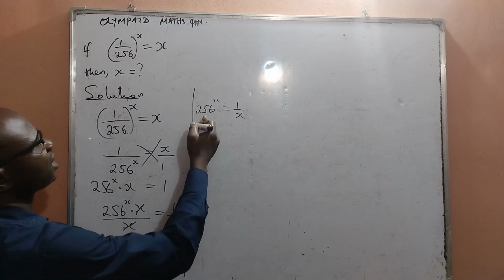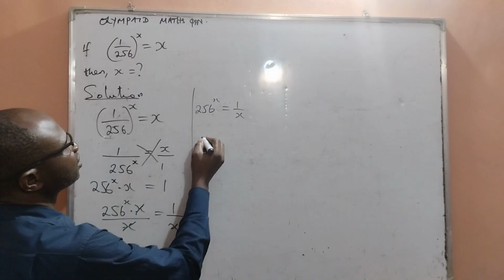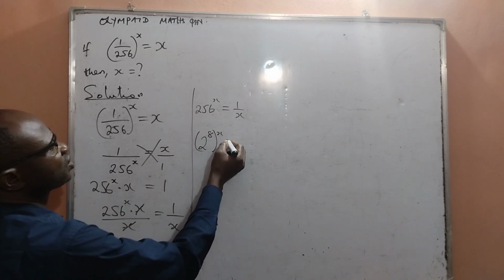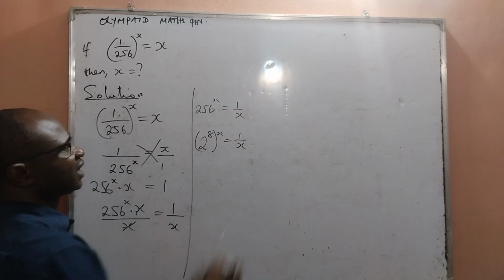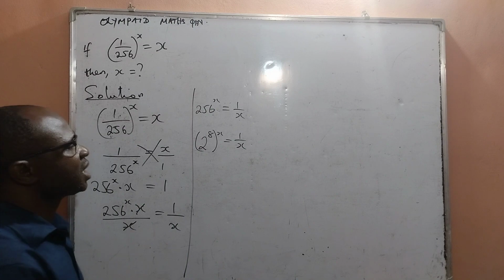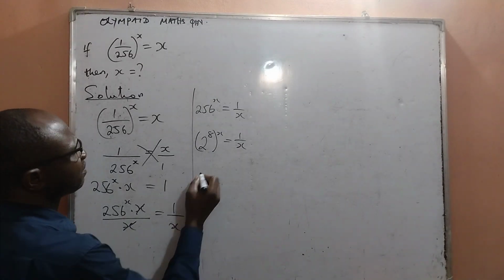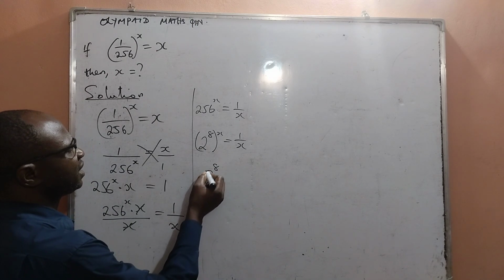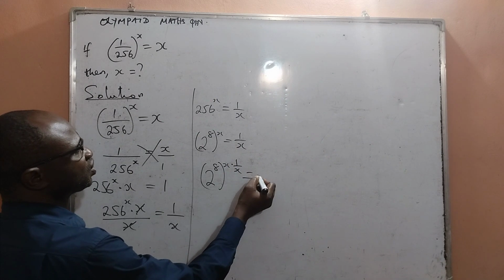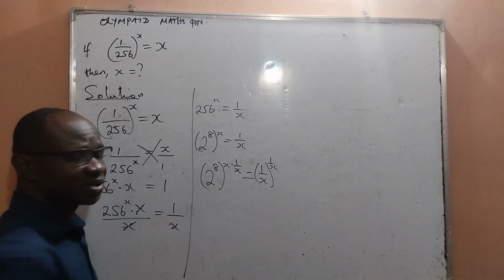At this point, I can represent 256 as 2 to the power of 8. So (2 to the power of 8), then to the power of x, is equal to 1 all over x. Now, to cancel out this x, I will power both sides of the equation by 1 all over x. That means I'll have (2 to the power of 8) to the power of x, then multiplied by 1 all over x, is equal to (1 all over x) to the power of 1 all over x.